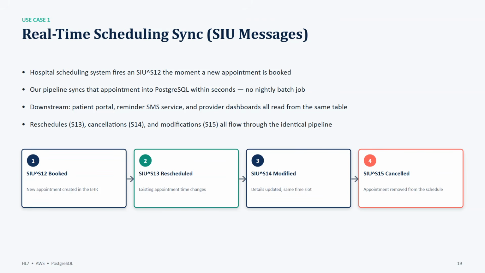Use case number one, real-time scheduling sync. The moment someone books an appointment in the hospital scheduling system, it fires an SIU S12 message. Our pipeline picks that up and syncs it into Postgres within seconds, not overnight, not on a batch job. That same table then feeds the patient portal, the reminder text service, and provider dashboards. And it's not just new bookings. Reschedules, cancellations and modifications all flow through the exact same pipeline, just with different trigger codes.